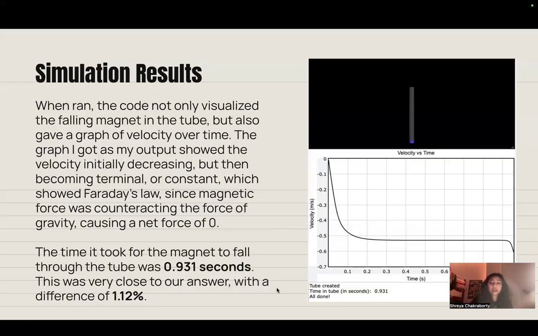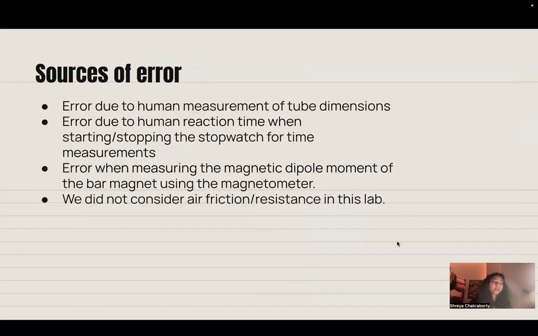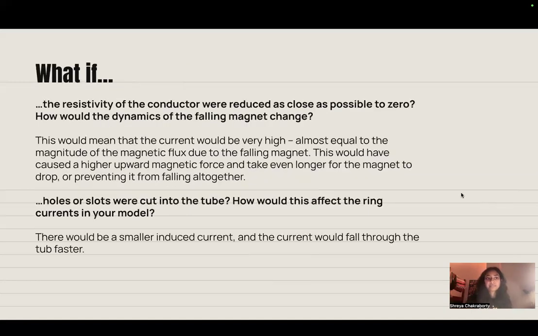That was very close to our answer when we did it in real life, with a difference of 1.12%, which is pretty good. Possible sources of error in this experiment were human measurements of the tube dimensions, reaction time from when we started and stopped our stopwatch, and measuring the magnetic dipole moment of the magnet using the phone magnetometer. Also, we didn't consider air friction or resistance in this lab.